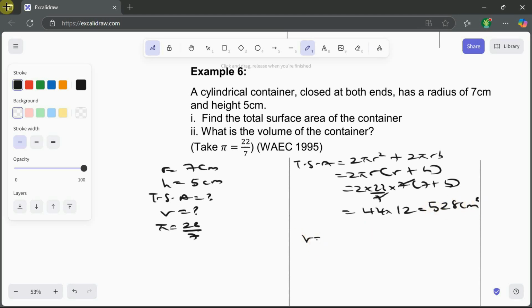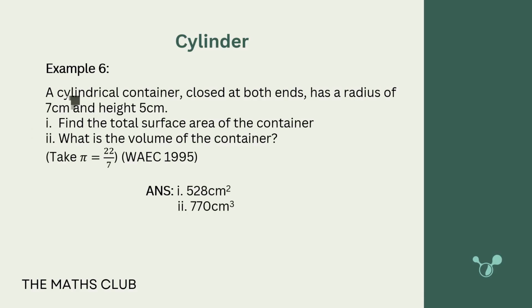The volume of this cylinder is pi r squared h, which is 22/7 times 7 squared times 5. 7 cancels one of the 7s, so that is 22 times 7 times 5. That will give you 770 centimeter cube. So this is the solution to this question.